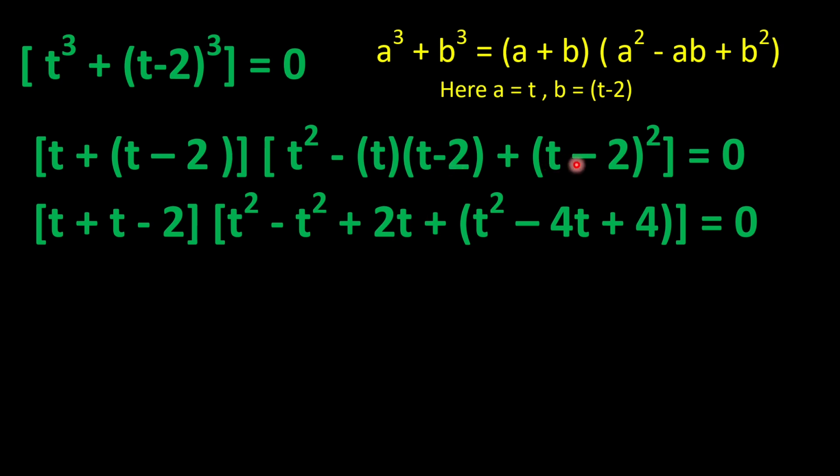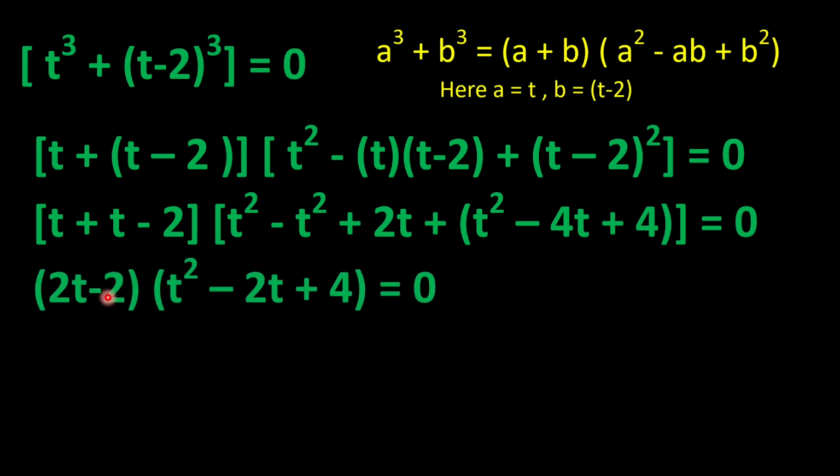And here this is (t - 2)², and according to the (t - 2)² formula, it will become t² - 4t + 4 = 0. Now t + t will become 2t, so 2t - 2. Into this, the t² will cancel the other t², so the only remaining t² is this one. Similarly, plus 2t - 4t equals -2t, and this +4 equals 0.